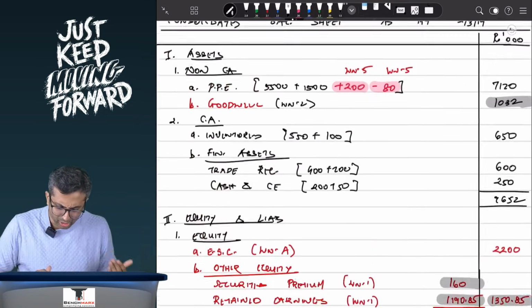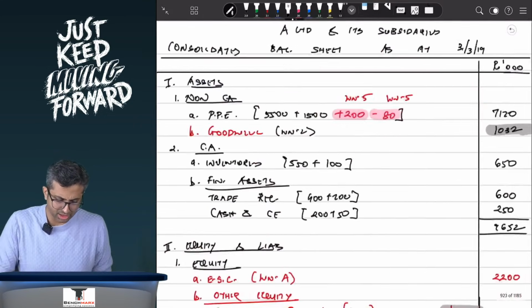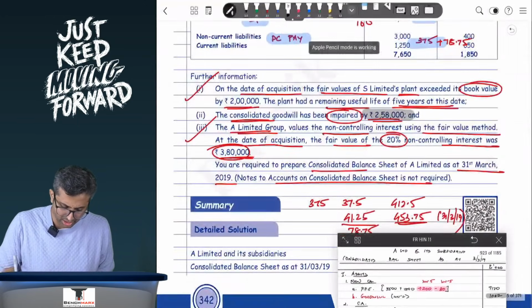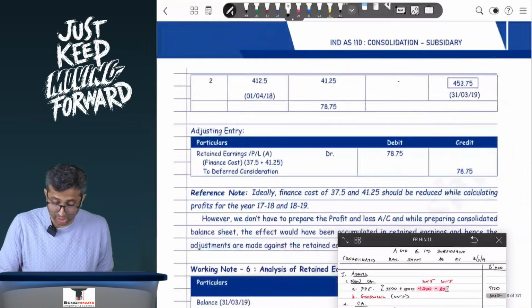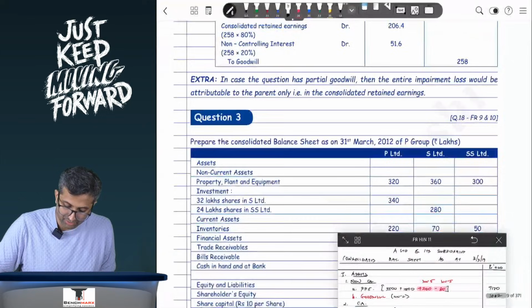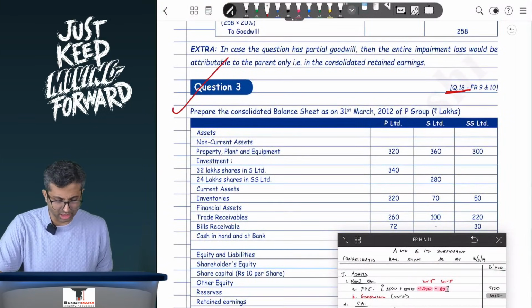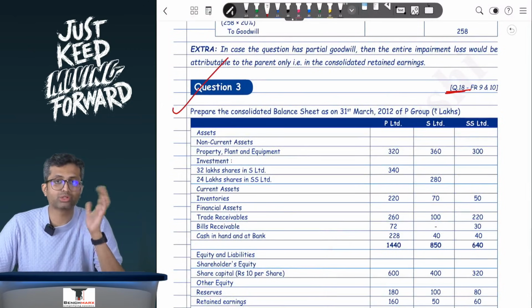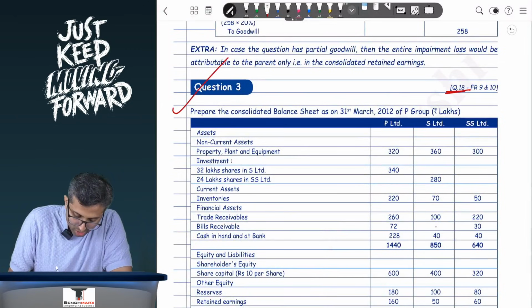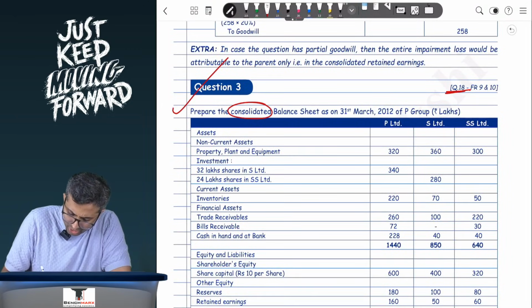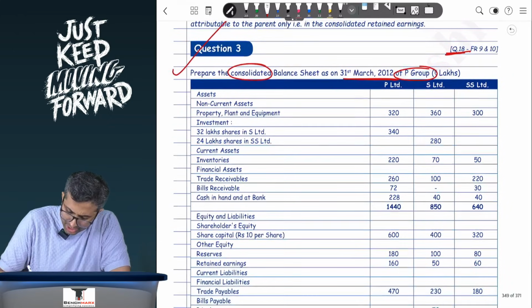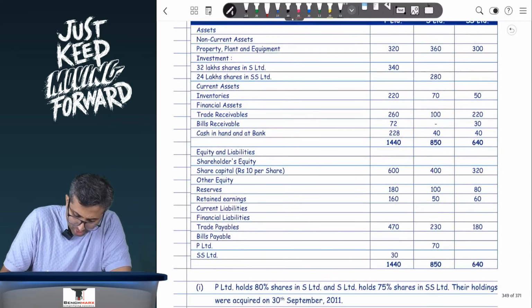So this kind of takes care of the question regarding N.C.I. at fair value. Now the next concept over here, which is also one of the institute's favorite questions, is question number 18 in most of our books, which is on chain holding. So when you look at the chain holding question, you have a consolidated balance sheet as on 31st March 12 of the P group. So you have P, S and SS. The important points over here are investments.